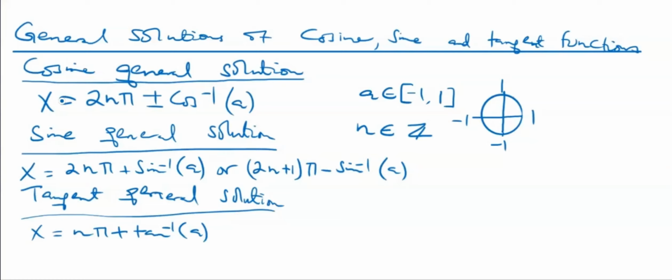If we draw our unit circle, let's try with the cosine now. We know that cosine is positive in the first quadrant and the fourth. So 2n pi plus cos inverse a is in the first quadrant, and 2n pi minus cos inverse a is in the fourth quadrant.